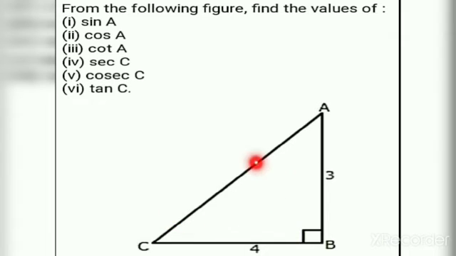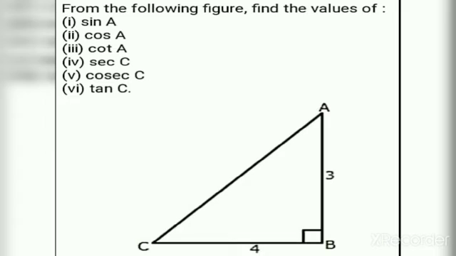You have to find sine, cos and cot with reference to acute angle A, and secant, cosecant and tan with respect to the acute angle C. The sides AB and BC are given, but one more side length is not given. So how will you find it? Using the Pythagoras theorem. The Pythagoras theorem says the square of the hypotenuse is equal to the sum of the squares of the other two sides. That is, AC square equals AB square plus BC square.